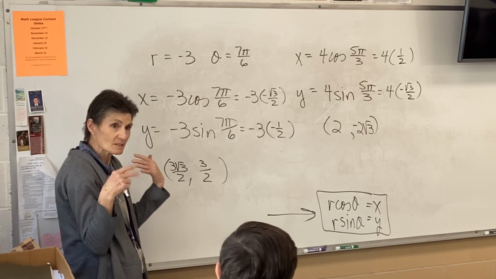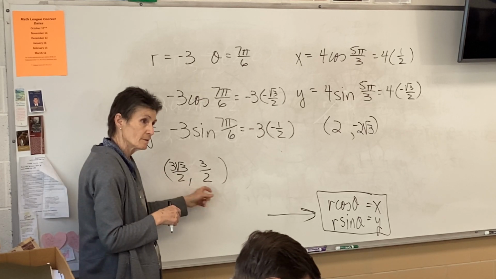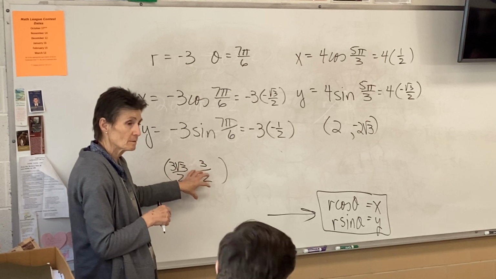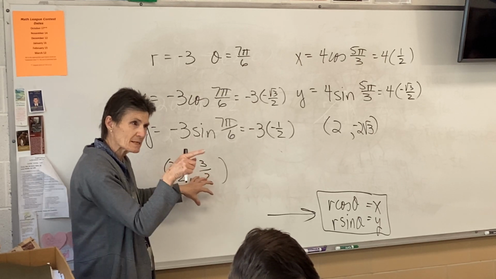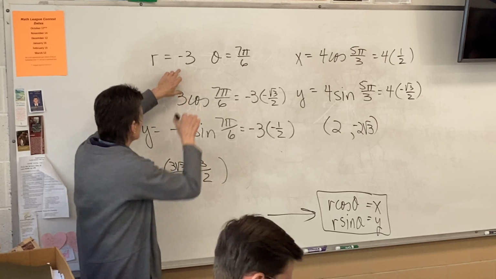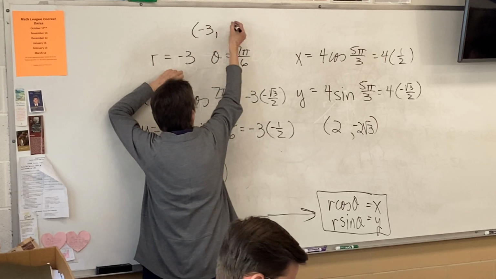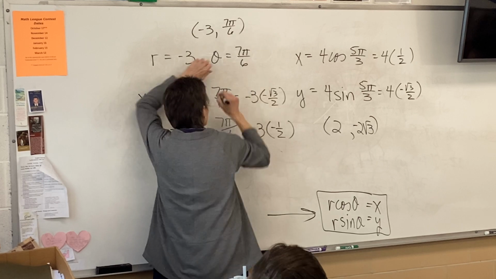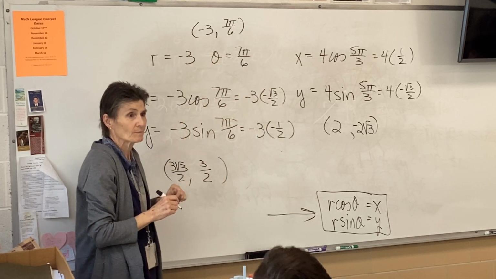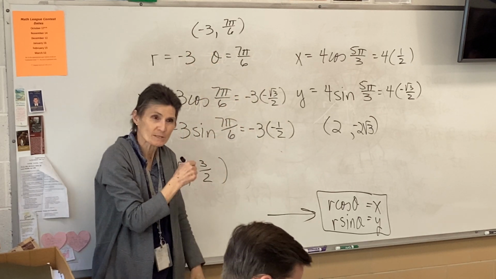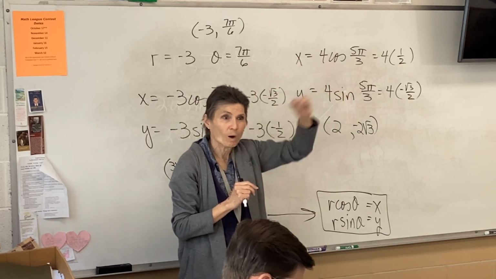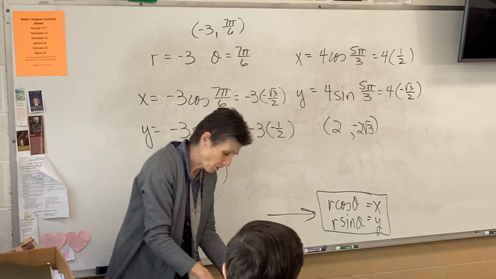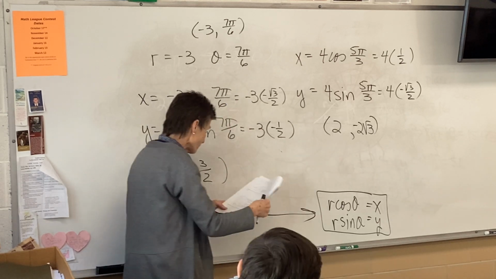I want you to think about this for a second. This is X and Y. What quadrant is that in? First. Okay, does that make sense in terms of the polar coordinates? The polar coordinates we had were (-3, 7 pi over 6). Is that in quadrant 1? Yeah, because 7 pi over 6 is in 3, but it's a negative r, so it flips it into 1. Perfect.